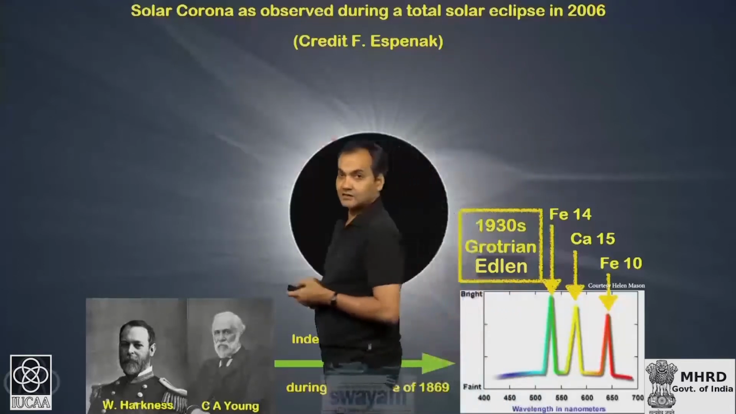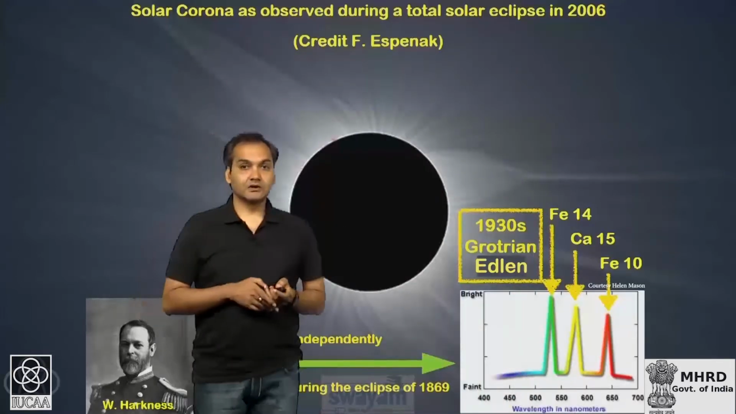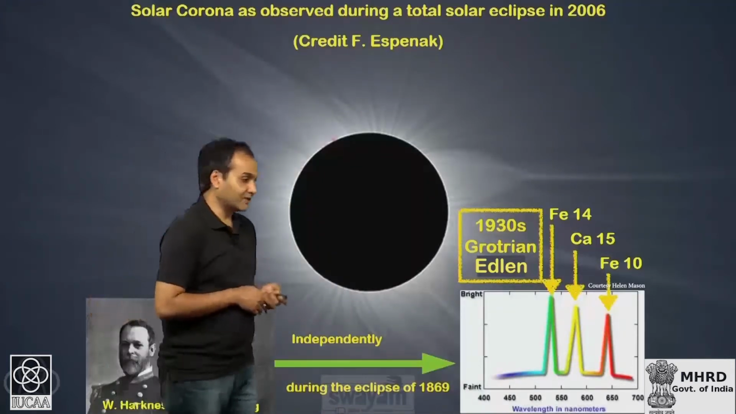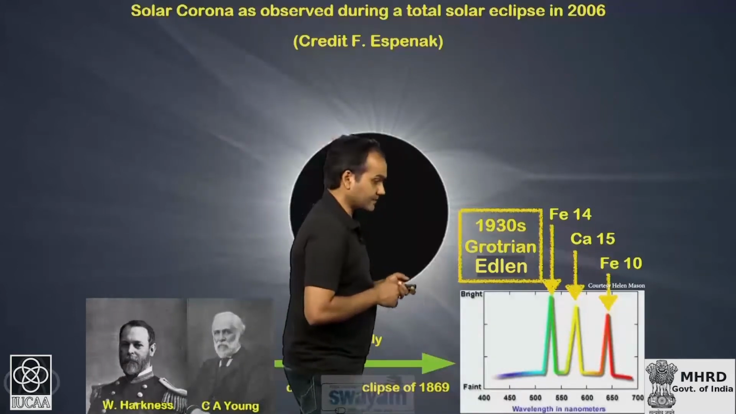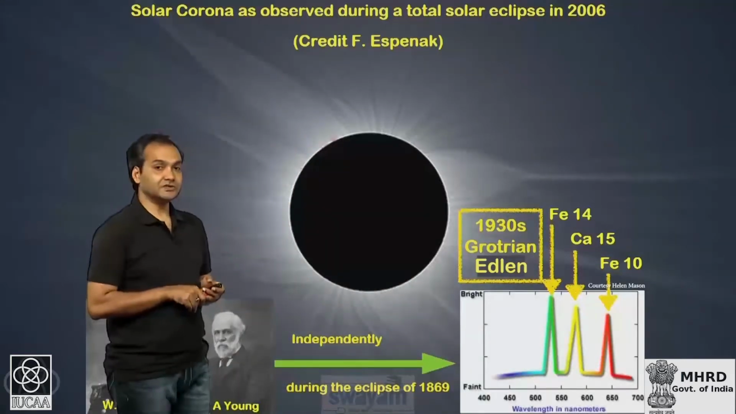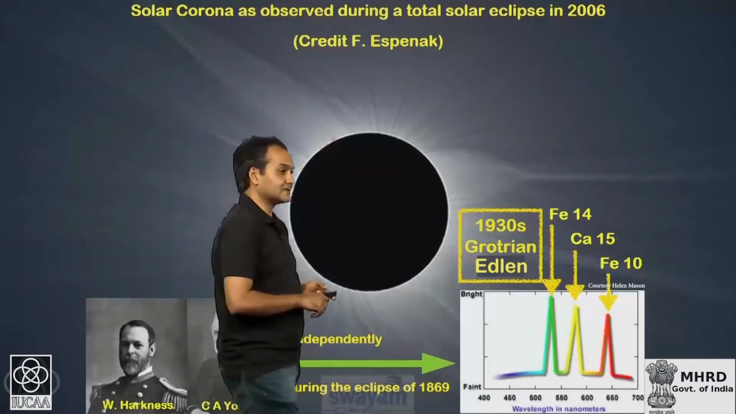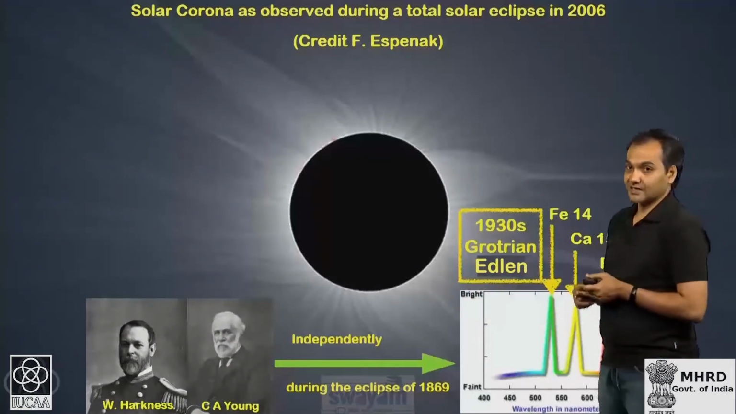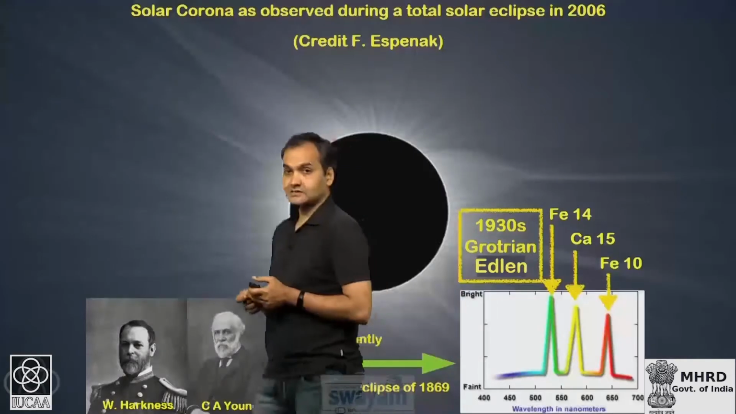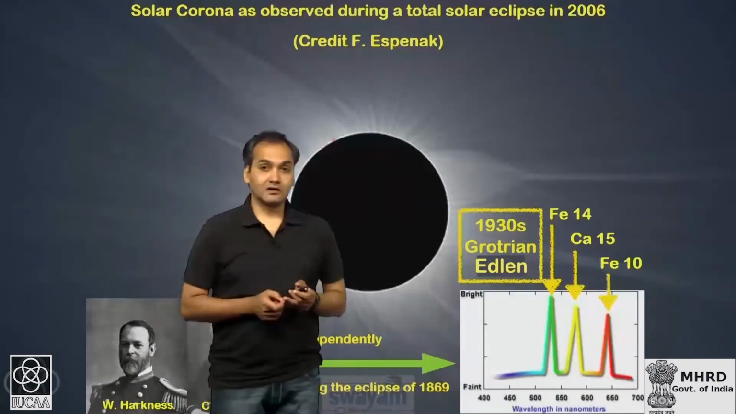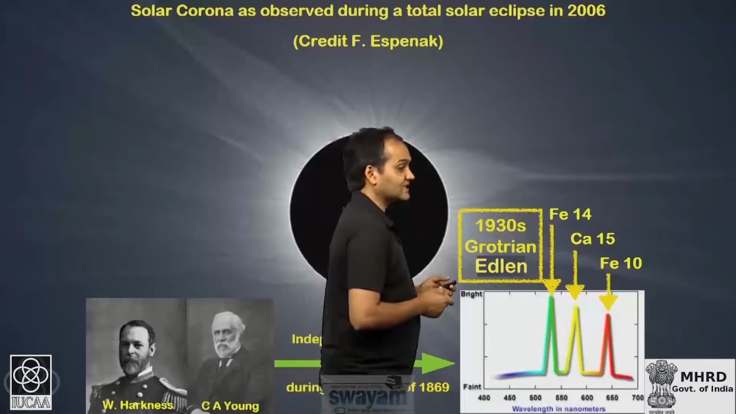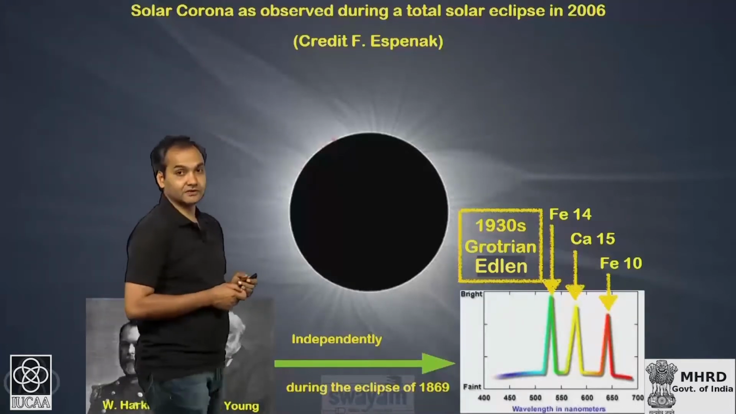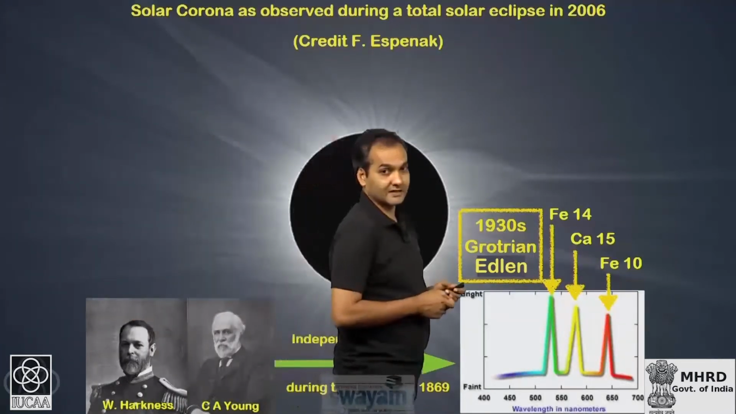But later, in the 1930s, Grotrian and Edlen found that these elements are not coronium. These lines are not due to any new element, but are essentially due to very highly ionized heavy elements like iron and calcium. So, how ionized? The iron has to be 9 times and 13 times ionized to produce iron 10 and iron 14 lines, and calcium has to be 14 times ionized to produce the calcium 15 line.